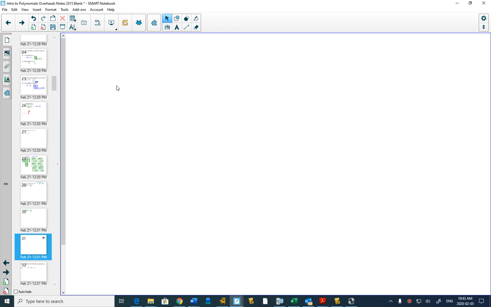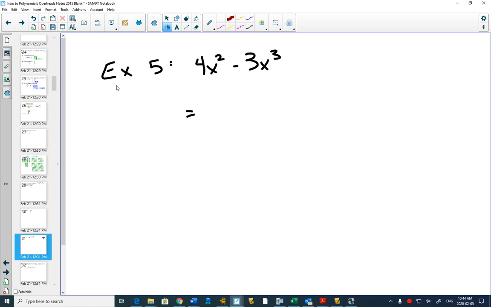Oh, no, we'll do example 5 together. So example 5 in your notes is 4x squared minus 3x cubed. And you want to simplify that. Are they alike? No. So the answer is 4x squared minus 3x cubed. Right? You would just say exactly what you started with.